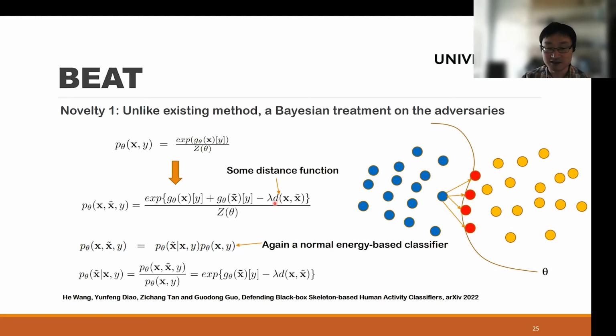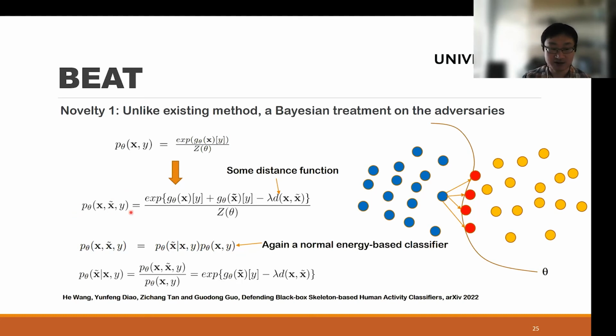Lambda is the weight, and D is a distance function, which measures the similarity between the original sample and its corresponding adversarial sample. Of course, the more dissimilar they are, the larger this part is, the lower this overall value is going to be. So we essentially incorporate the X tilde so that we can consider the whole distribution of the adversarial samples.